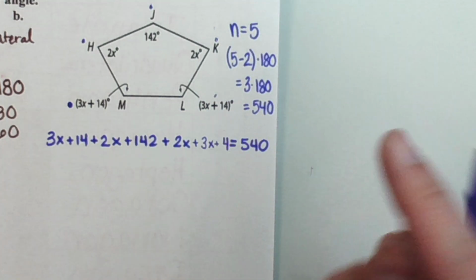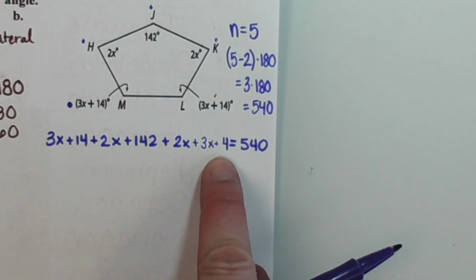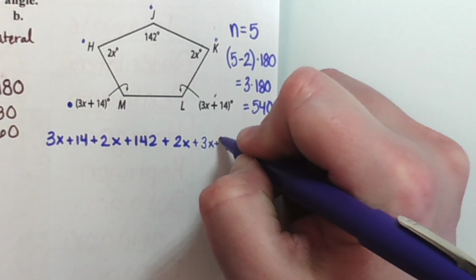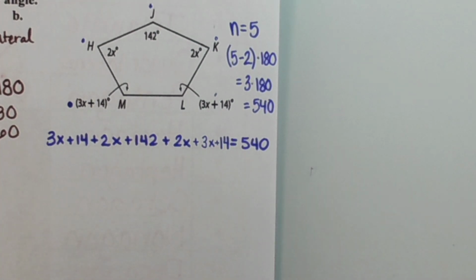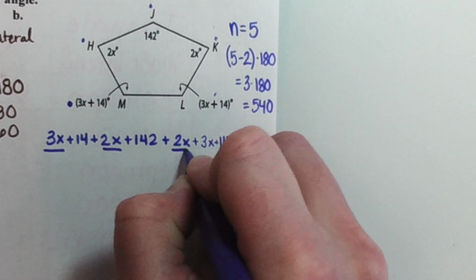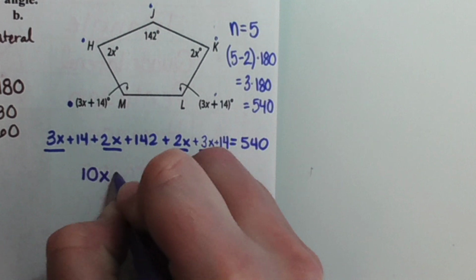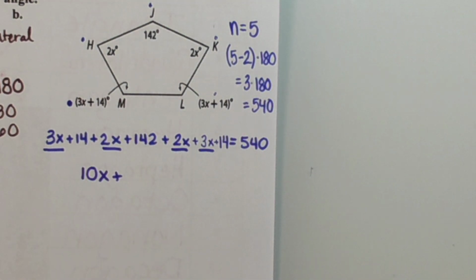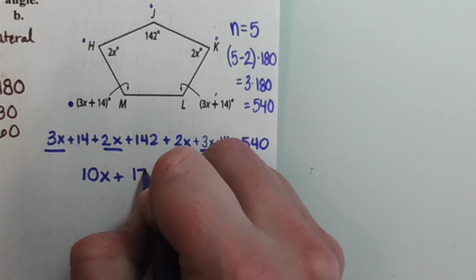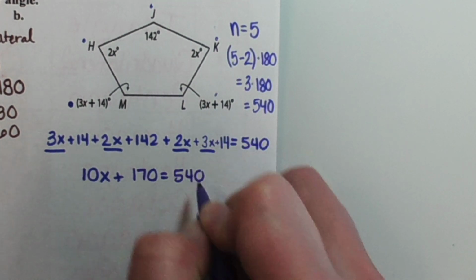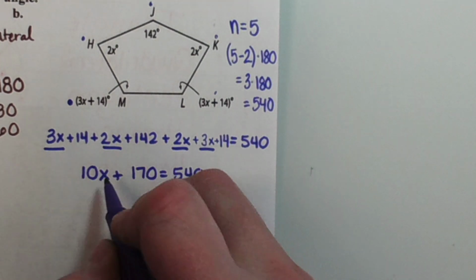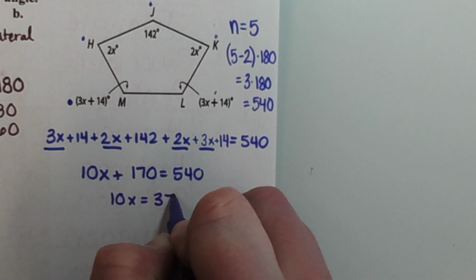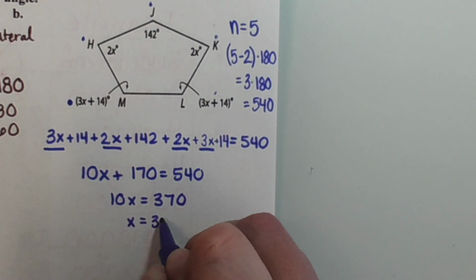Another common mistake I see is this. Is that supposed to be a 4? No, it's supposed to be a 14. I want to solve this equation. What do I have to do at this point? Combine like terms. 3x plus 2x plus 2x plus 3x is 10x. 14 plus 142 plus 14 is 170. Subtract the 170 from both sides, and I get 370. Divide by 10, and x is 37.